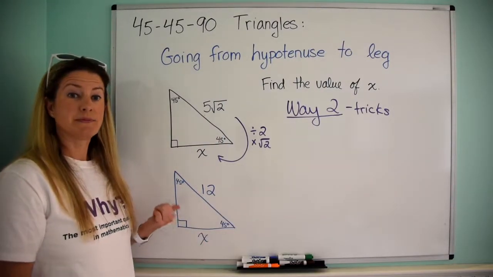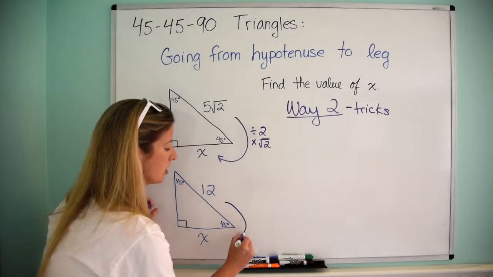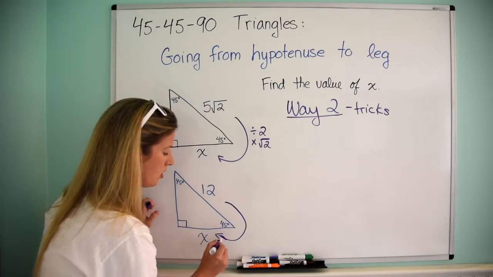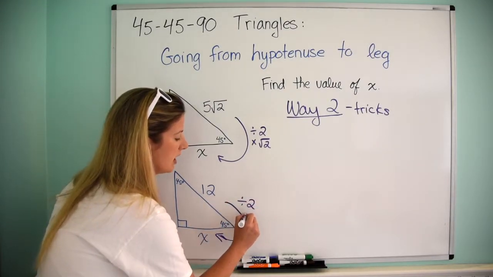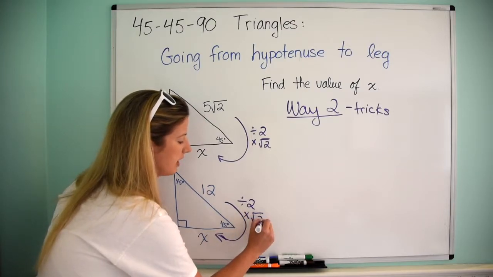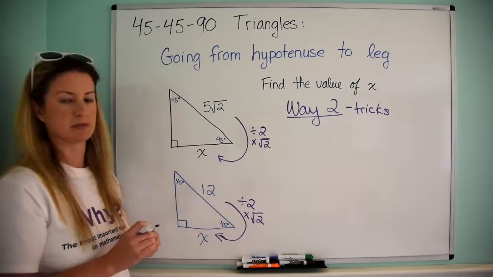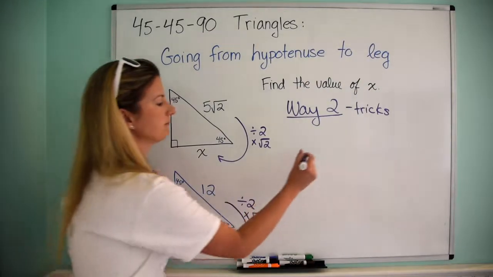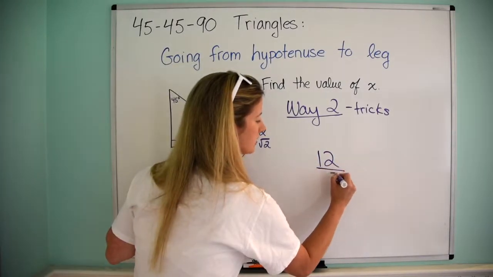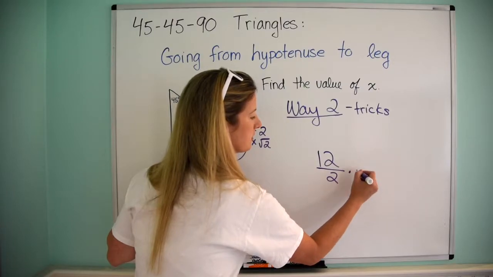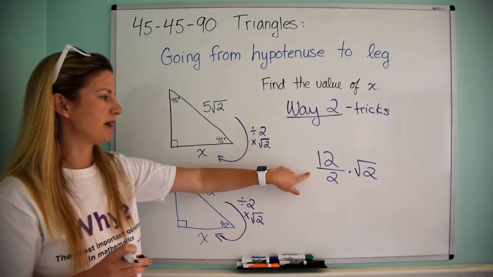All right, so now let's apply it to this other example, where we know the hypotenuse is 12. So remember, when we are moving to the leg, what we want to do to the hypotenuse is divide it by 2, and then multiply it by root 2. So we're going to take 12, we're going to divide it by 2, and then we're going to multiply it by root 2. Divided by 2, multiplied by root 2.